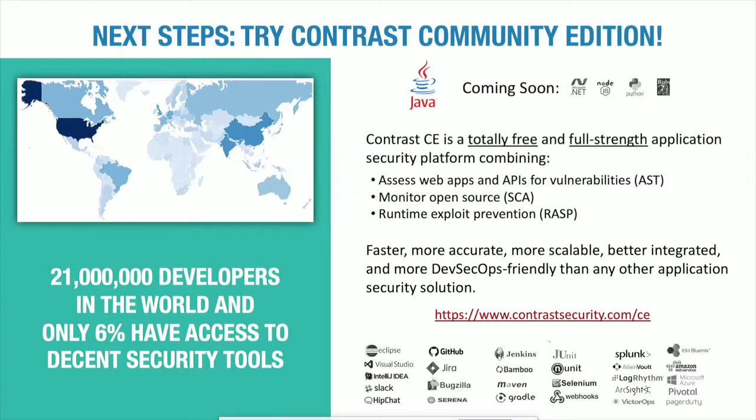APIs are difficult to analyze with legacy tools like static and dynamic. Contrast handles APIs just like any other kind of application. So that's a great opportunity to use Contrast. Contrast can monitor your open source code, tell you where it's vulnerable, and protect any open source vulnerabilities from being exploited. And you get that runtime application self-protection to protect your applications, even custom code vulnerabilities, from being exploited.